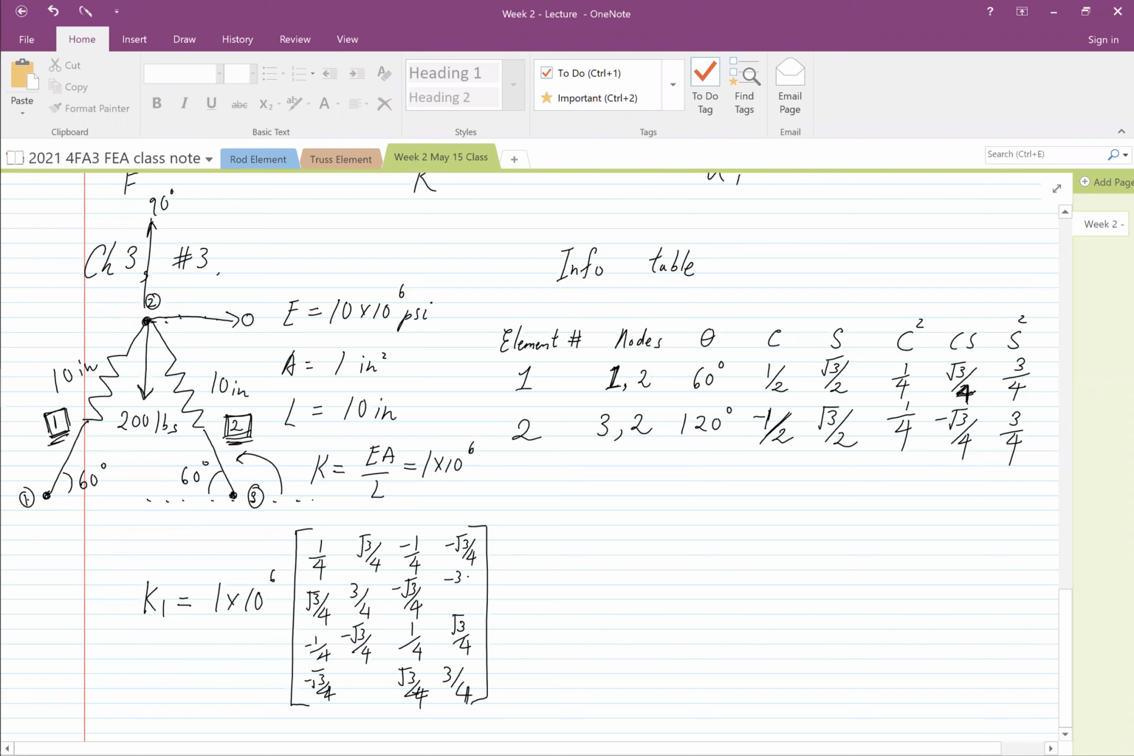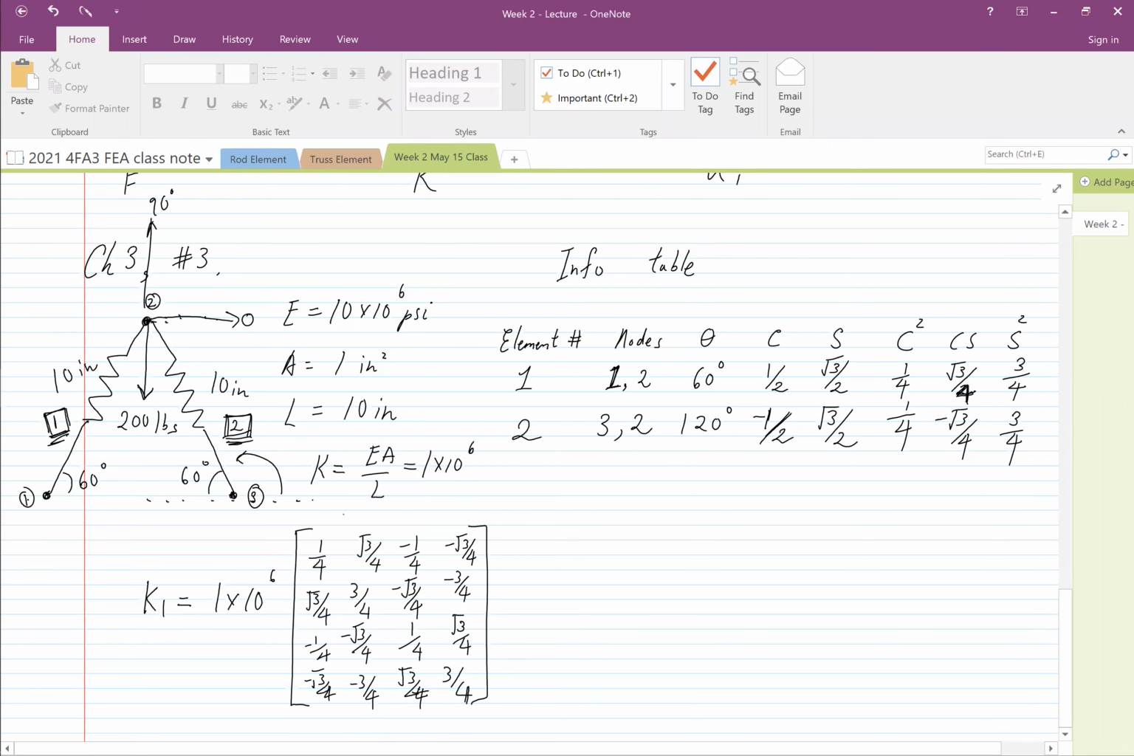Sir, I'm worried about the way you change the nodes. If you're doing 1 to 2 and 3 to 2 instead, will that change their position in the matrices once you combine them? Oh yeah, you can do that. It doesn't matter. I'll show you later. No worries at all.